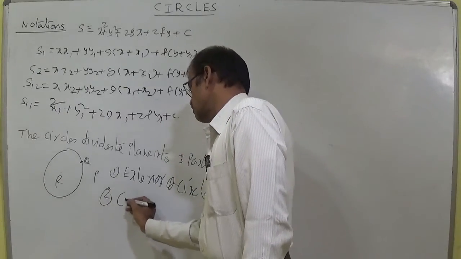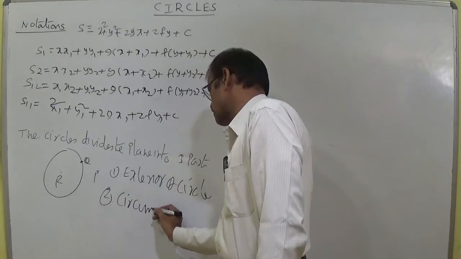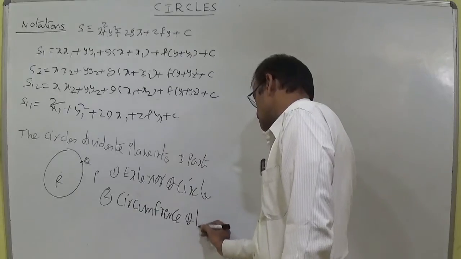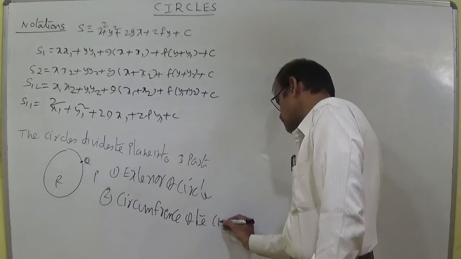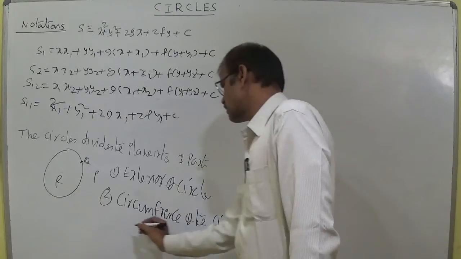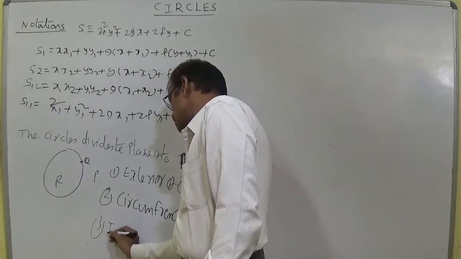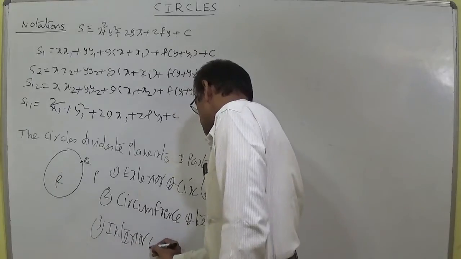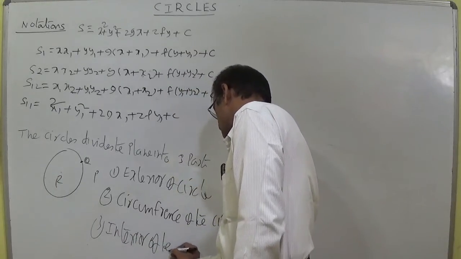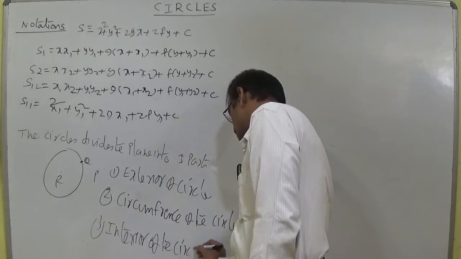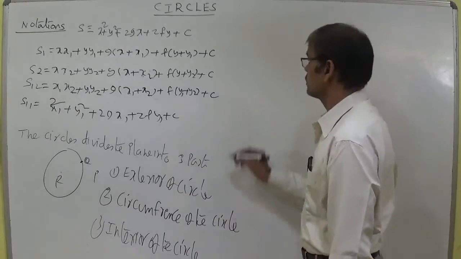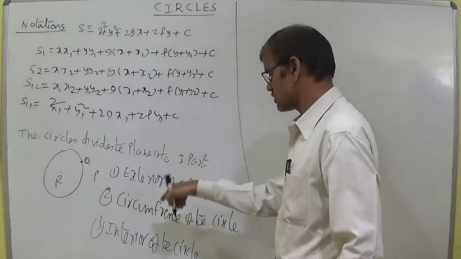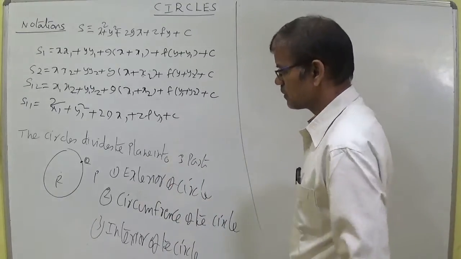Second one, on the circle means the circumference of the circle. The point lies on the circle. That is the circumference of the circle. Third one, interior of the circle. The circle divides the plane into three parts: first one exterior, second one circumference, third one interior.